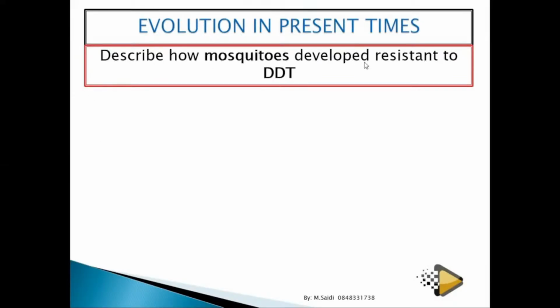Describe how mosquitoes develop resistance to DDT. When you apply DDT, it does not affect mosquitoes anymore. Then it means that there is a resistance which has been formed. So we need to know that. So that is the evolution.